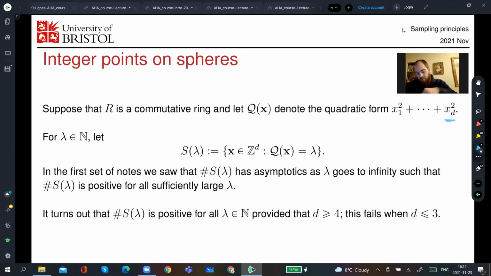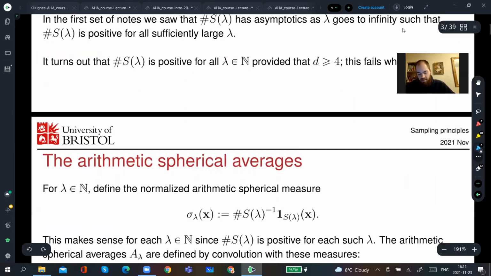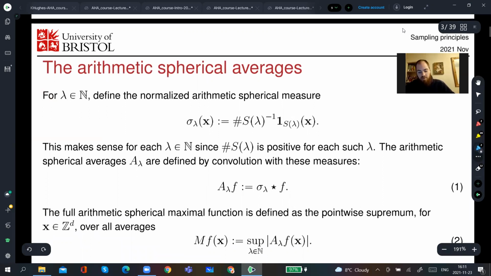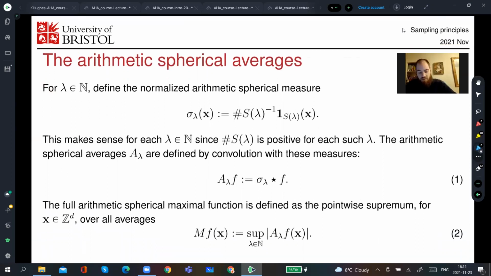In particular, the asymptotics gave that it's positive, and it grows at a certain rate as soon as lambda is sufficiently large. But we had that in 4 more dimensions, every integer lambda has a positive number of points on the sphere. And that's not true in fewer variables, but as soon as you have 5 or more variables, you have a very nice regularity property in terms of how this asymptotic grows.